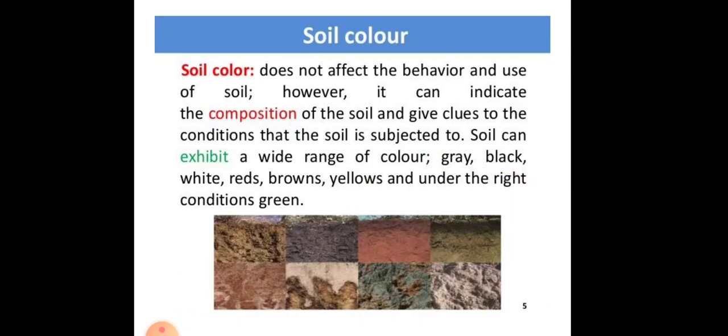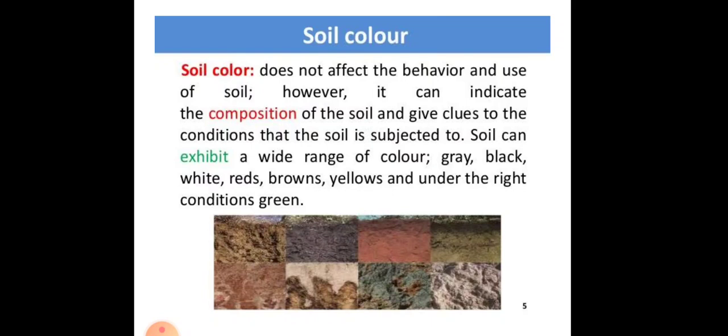Then soil color, this is also an important physical property of the soil. We know that the parent of the soil is rocks, and the properties of the soil depend upon which type of rock it is made from. So some properties are inherited from those rocks, and the color of the rocks contributes an important role in the color of the soil.